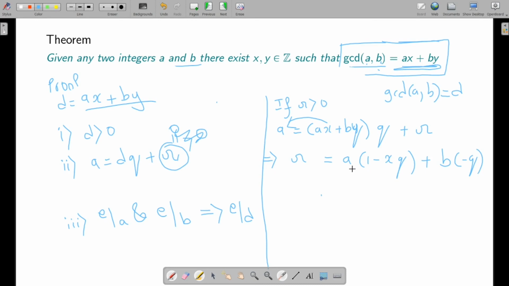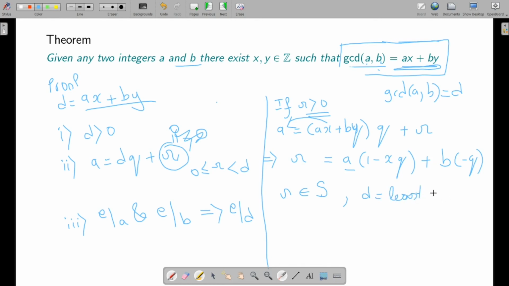And you can see that this is of the form AX plus BY, and also we know that R is positive. In fact, R lies between 0 and D. So since it's strictly greater than 0, we know that R lies between 0 and D. So this means that R is going to be inside that set which we had taken S. But this is a contradiction, because D is the least element.